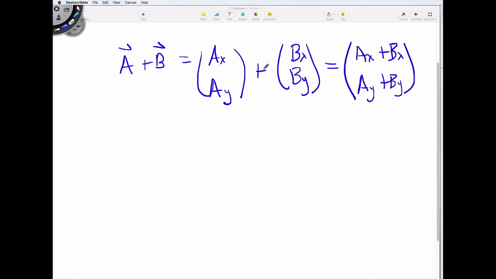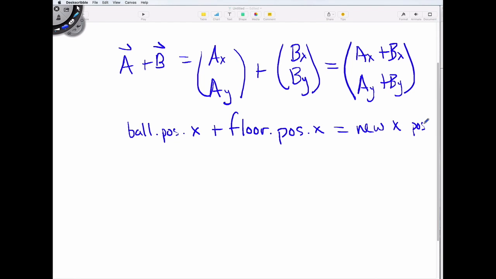And if you think about how we were doing that in the code in the last exercise, that would be the same as doing our ball dot position dot x, and you could add the floor's position dot x, and that would give you the new x position of the sum of those 2 things. And we can do subtraction the same way. You just subtract components. So that's adding and subtracting vectors.